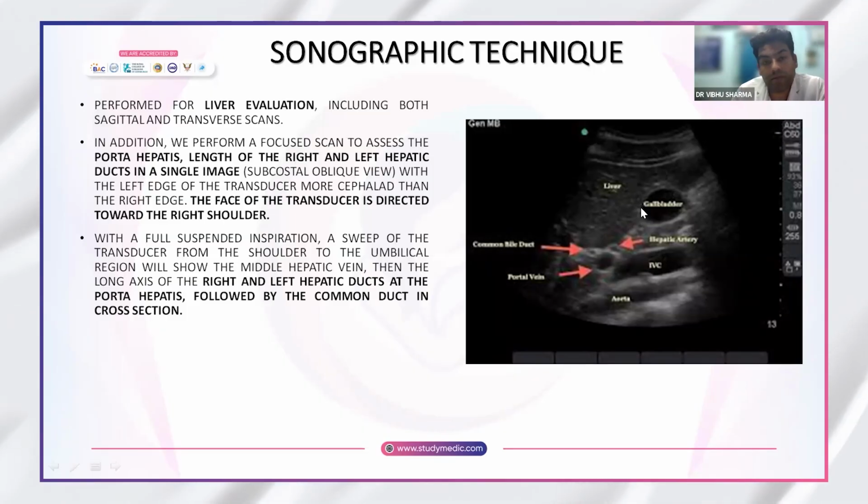So once we have the orientation to look where to look for gallbladder, then we can sweep the transducer from shoulder to the umbilical region, and we can see various vascular structures like the right and left hepatic ducts at the porta hepatis. Then we can see that followed by common bile duct, and then IVC and aorta. So while sweeping, we will see all these structures. You can see the CBD here, followed by portal vein. You can see hepatic artery, IVC, and aorta, and there is a gallbladder.